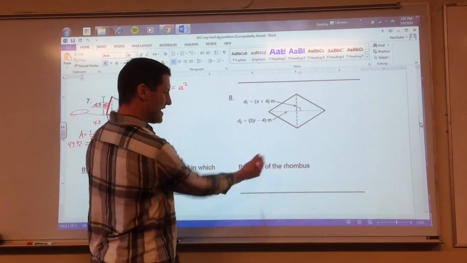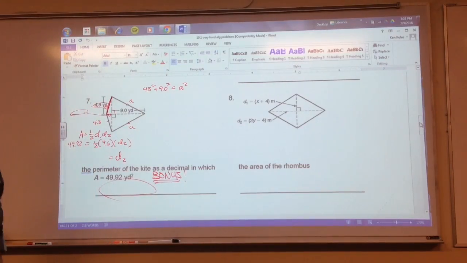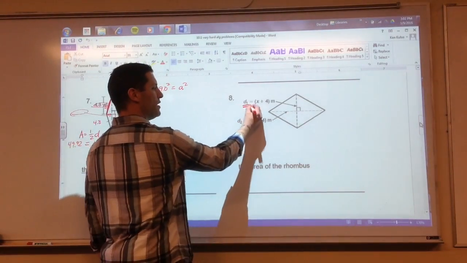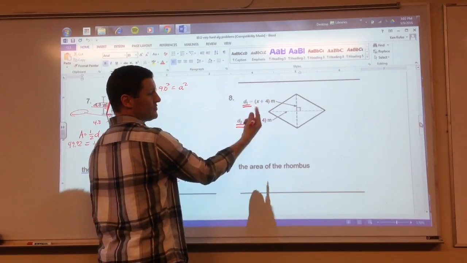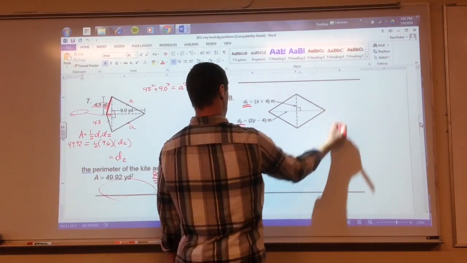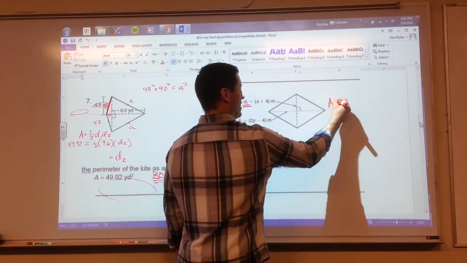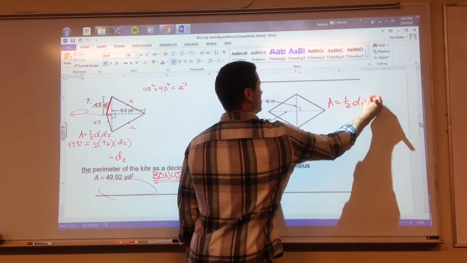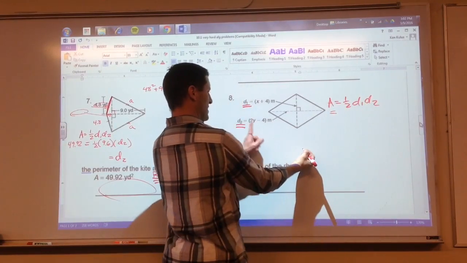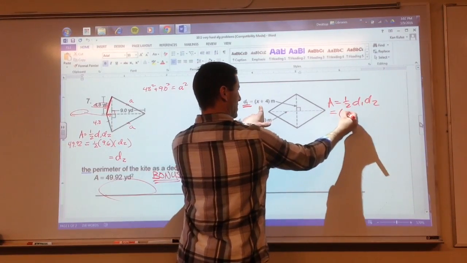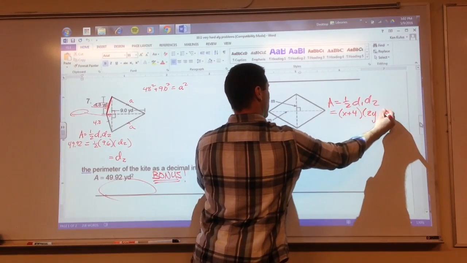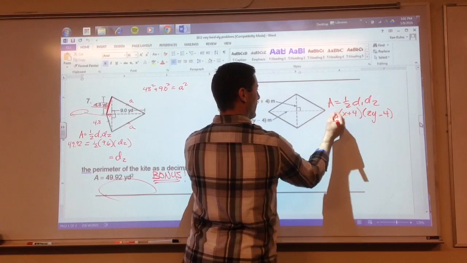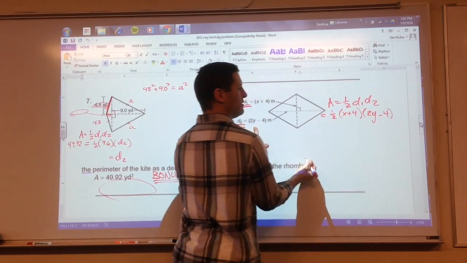Alright, number 8, last one. It wants us to find the area of a rhombus. It gives us D1, it gives us D2, it gives us parentheses. I do have different variables, which is a little bit concerning, but area of a rhombus, area is 1/2 of D1, D2. Diagonal 1, it gives me x plus 4. Diagonal 2, it gives me 2y minus 4. And I forgot my half, so I'm going to go back and put it in.